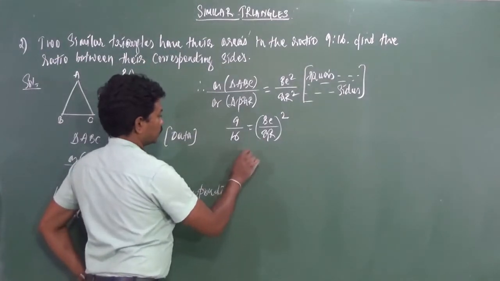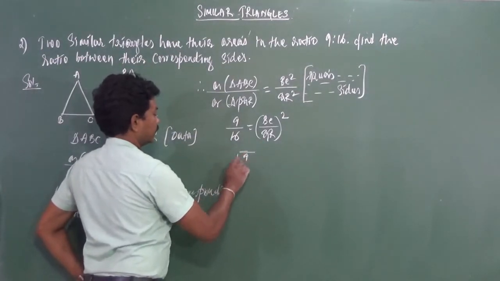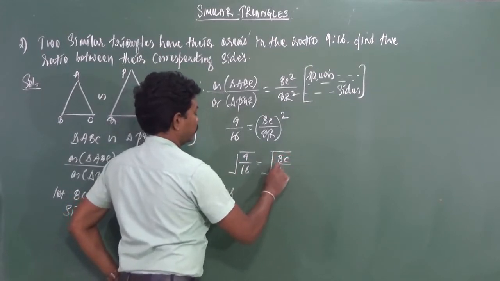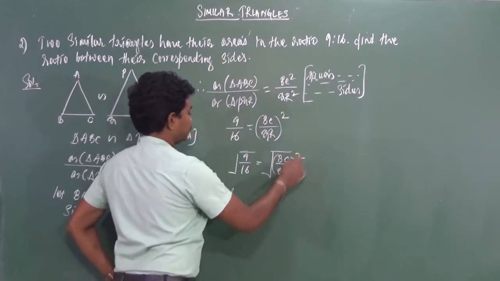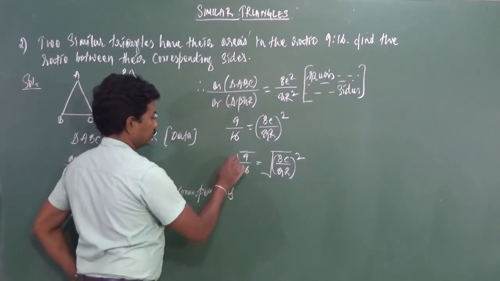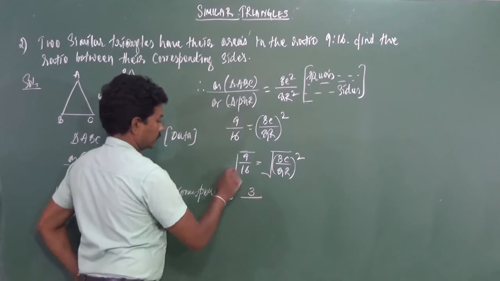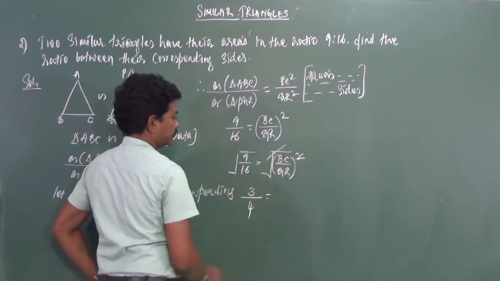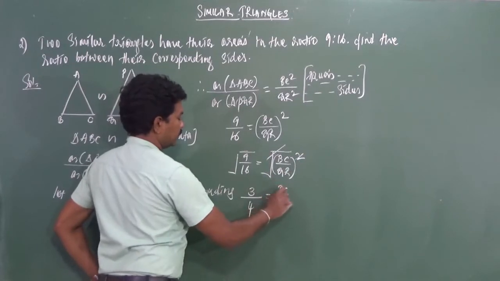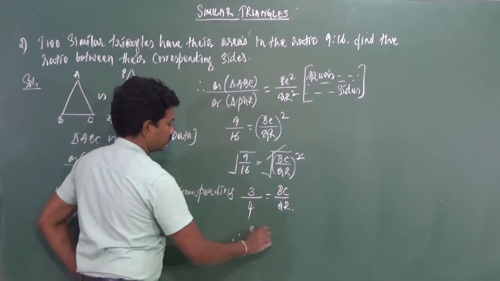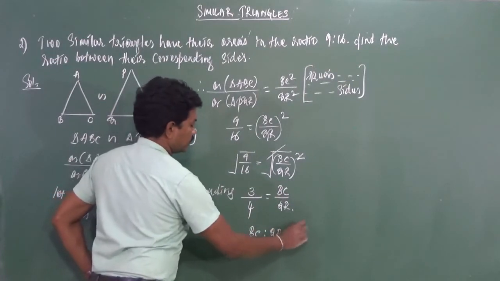So let us take square root on both sides. Square root of 9 by 16 is equal to square root of BC by QR whole square. Square root applies for 9 and square root applies for 16. Square root of 9 is 3 and square root of 16 is 4, is equal to, square and square root cancel, so the remaining thing is BC by QR. Therefore BC is to QR is equal to 3 is to 4.